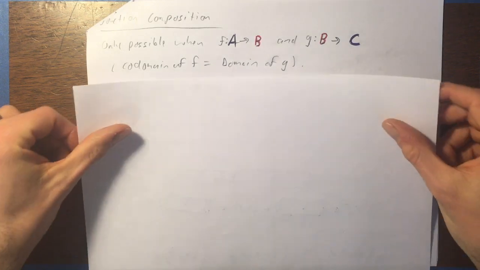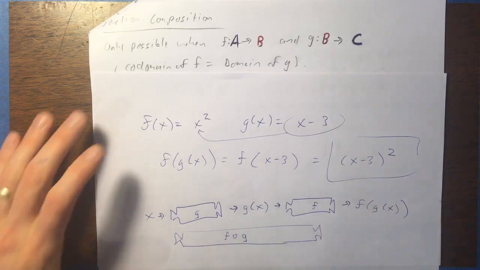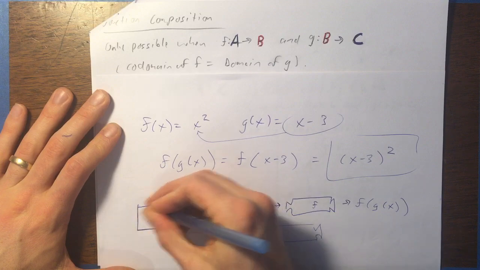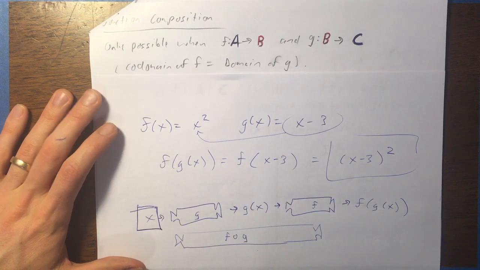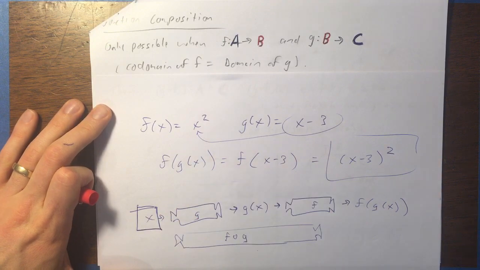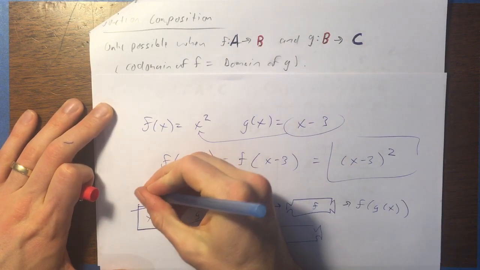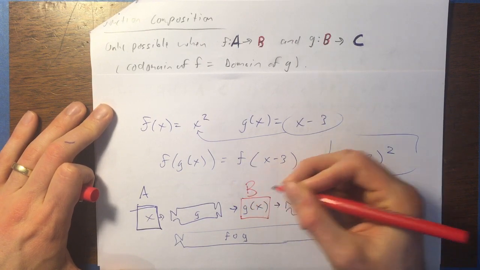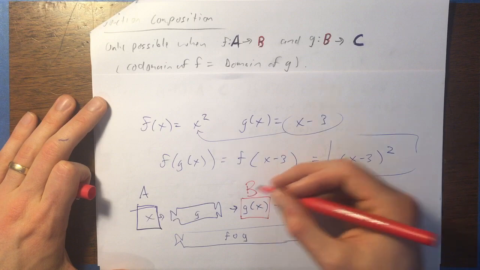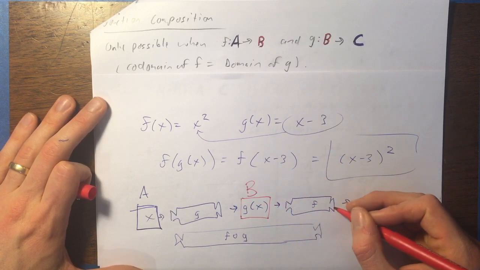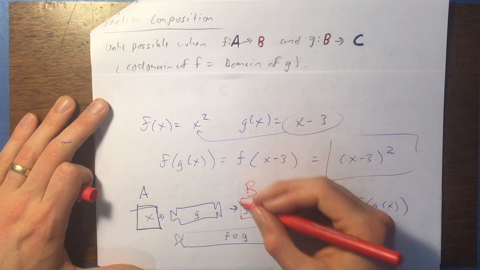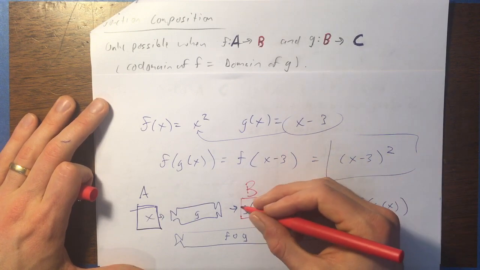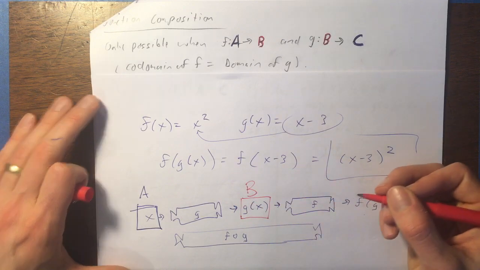Now, one of the important things about that is that whatever set this input comes from, let's say that comes from set A, all right? The output over here is going to come from set B, and the set that the output comes from needs to be the same as the set that the input comes from for F. The outputs of G need to be of the same type as the inputs for F in order for G of X to become a valid input for F.